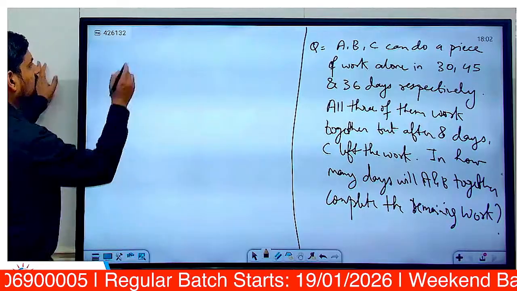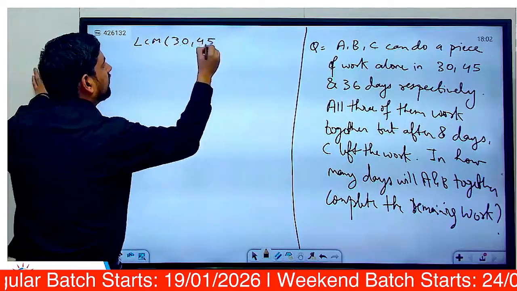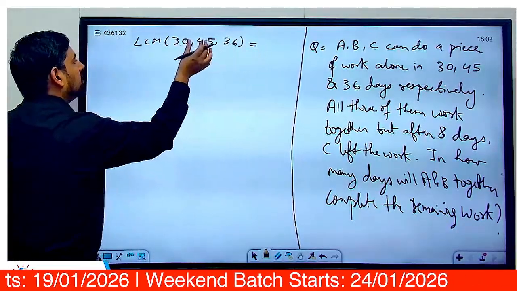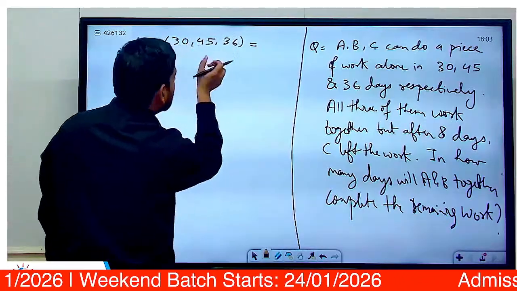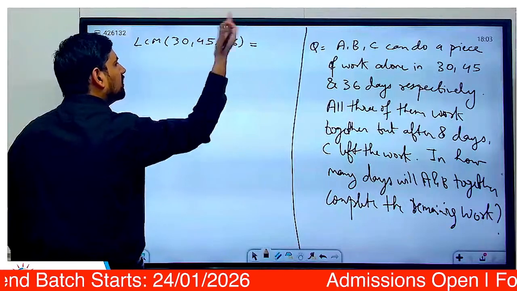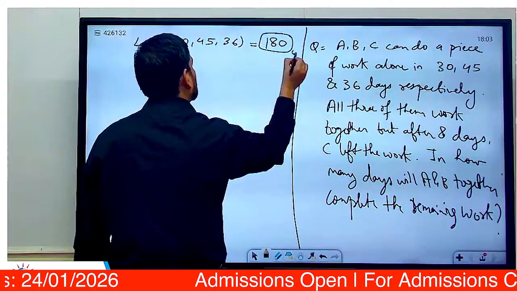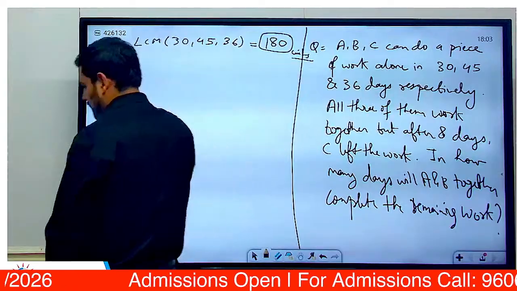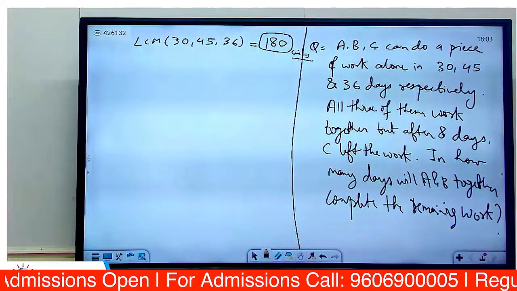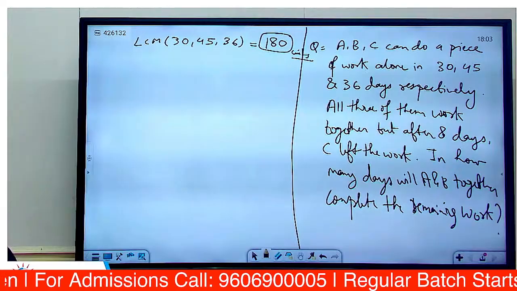For those who cannot find the LCM, I'll write the LCM. It's fine. 30, 45, and 36. If you see, 45 is the biggest one. So 45 into 2 is 90, not divisible by this. Then you go to 180. So 180 is the LCM. This becomes the total units of work. Now calculate.